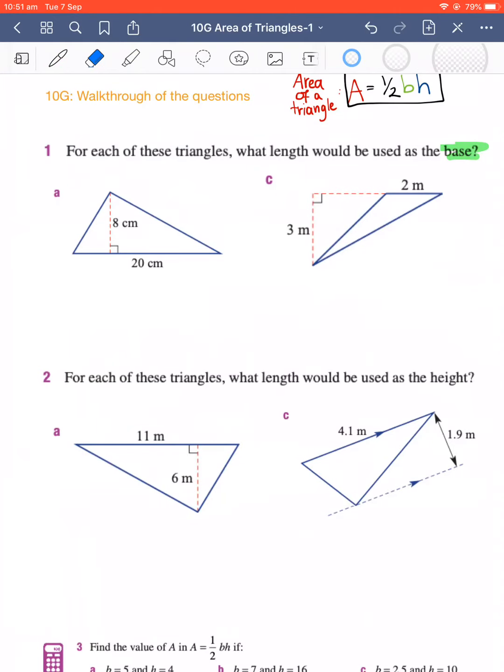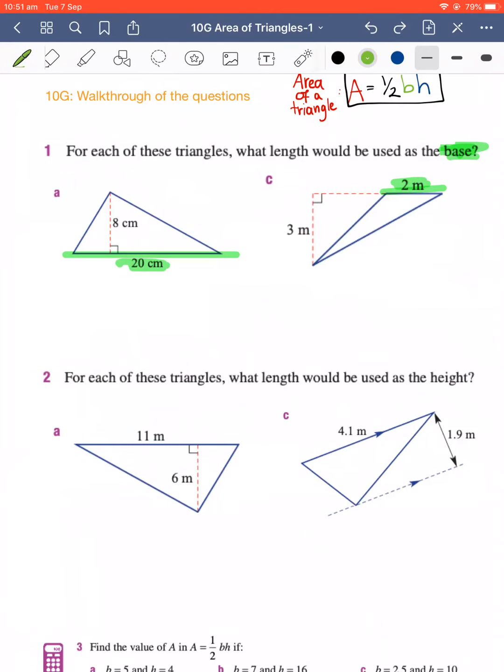So if I have a look at my diagrams, when I'm identifying these, my base would actually be this one here, which is 20 for A. And my base for this one here would be my 2 meters, because this one would be my height, and this one would actually be my height, because they are perpendicular to the base. So here's my base, here's my base.